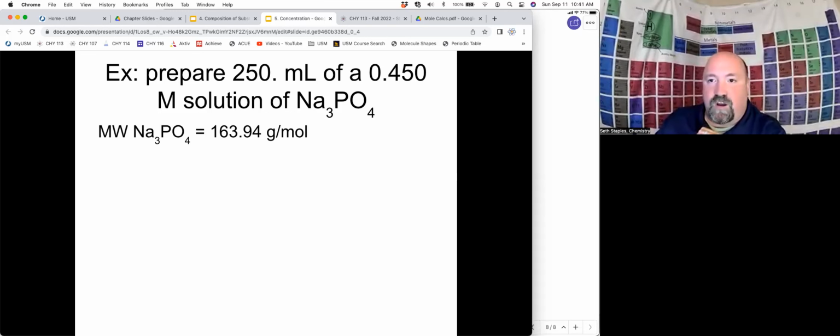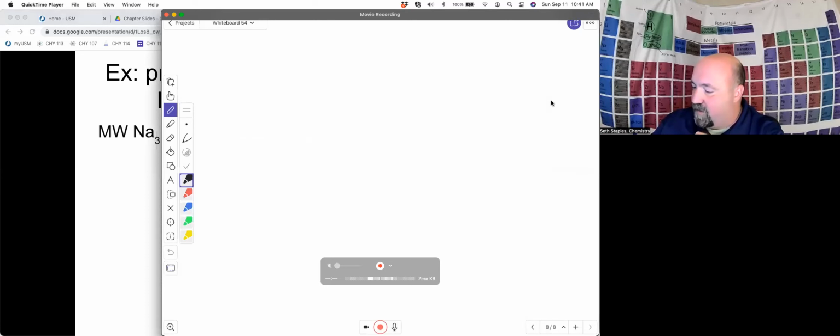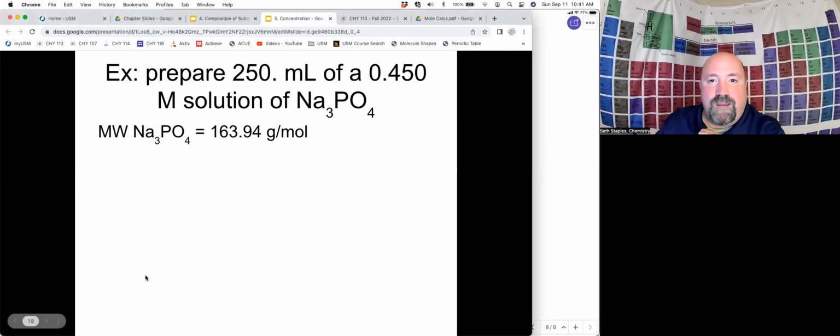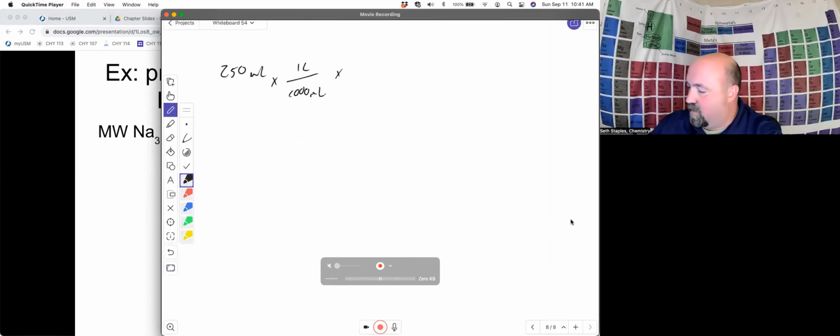And so what you want to start with here is the volume that you're looking for. In this case, we want 250 milliliters, but keeping in mind that molarity is always in terms of liters, we're going to convert this over to liters. Then I want to use my molarity. So my target molarity is 0.450 molar.